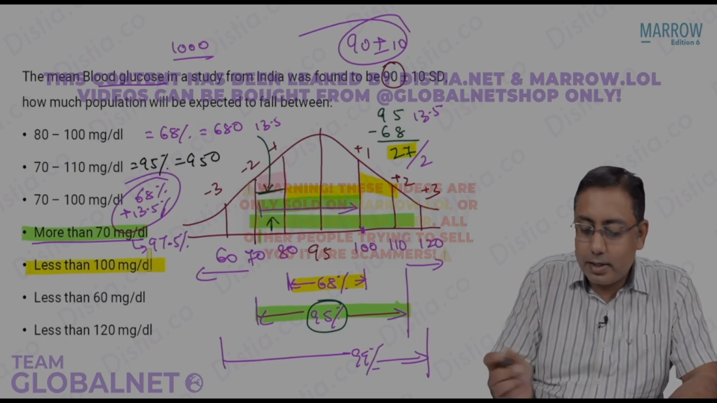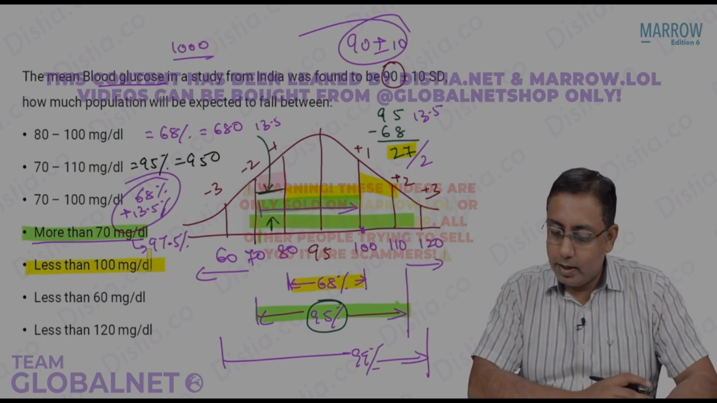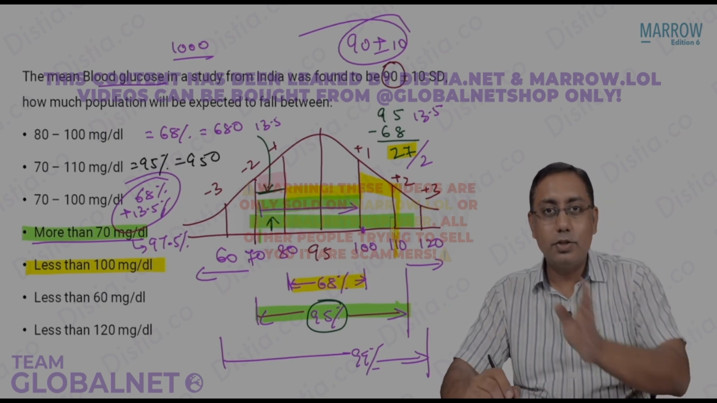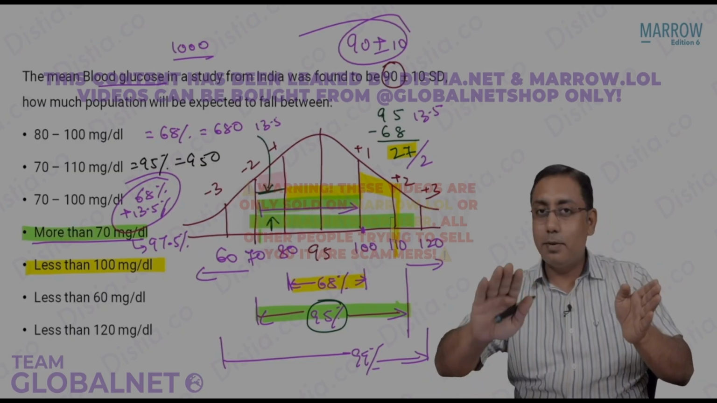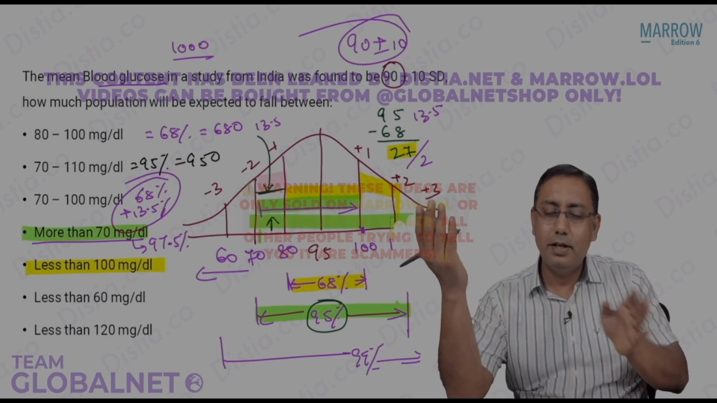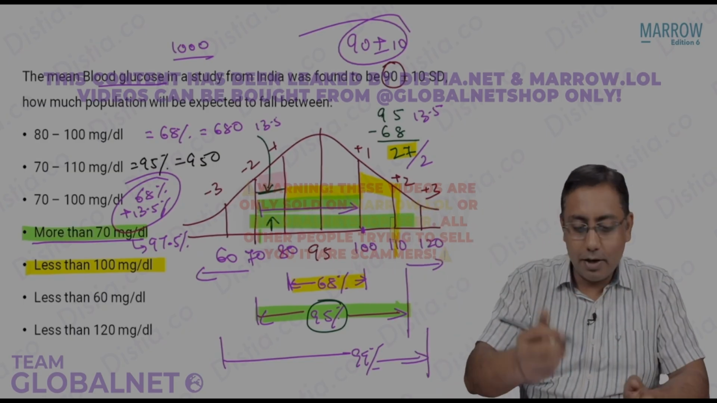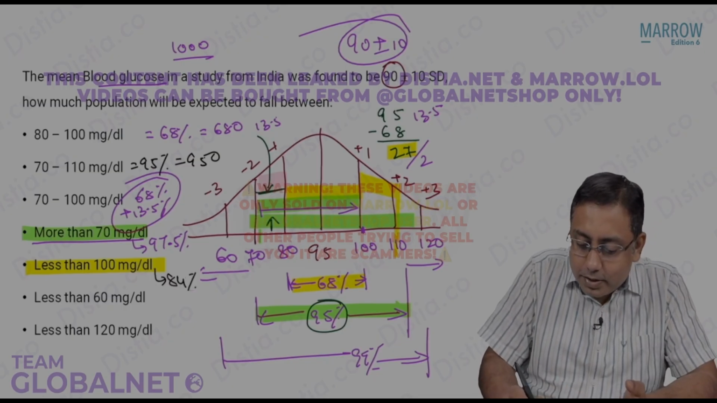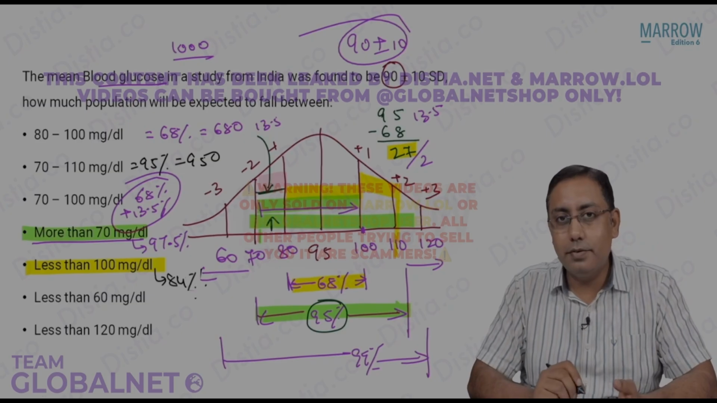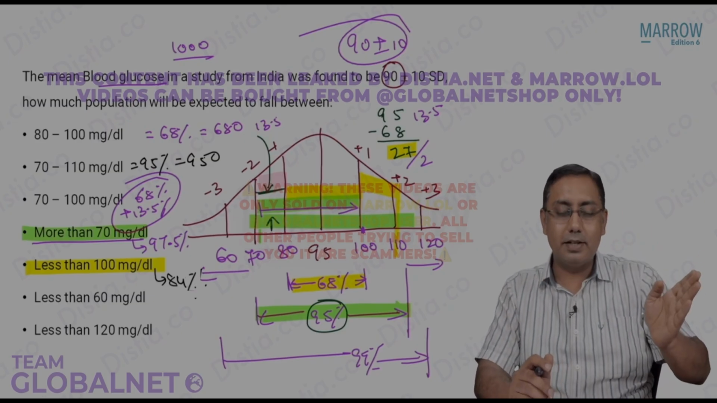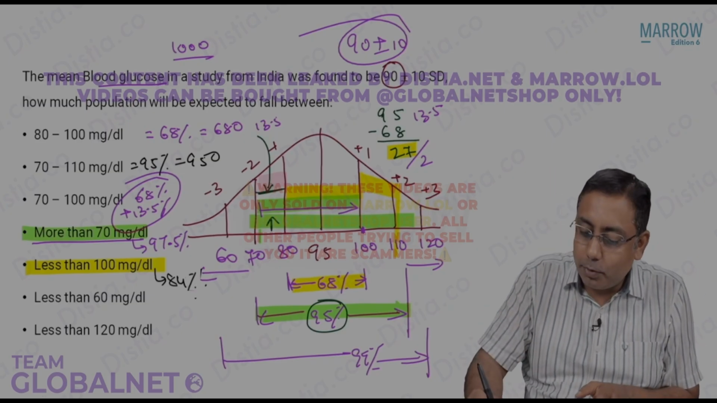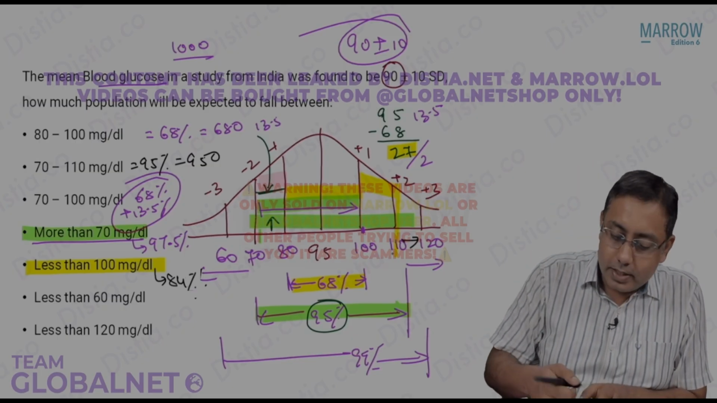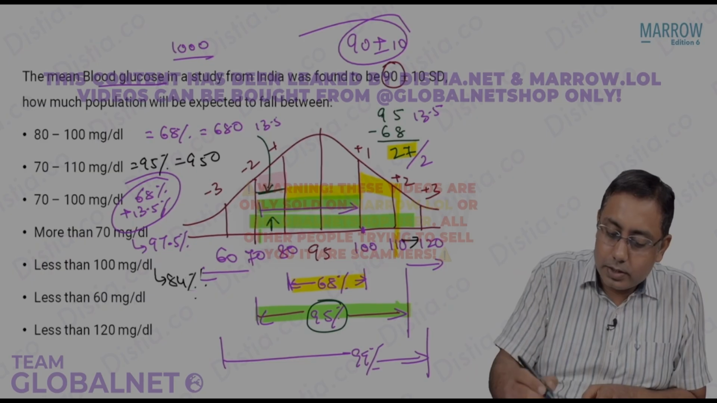Next MCQ, let's have another one. Less than 100, how many people are there? What is 100? 100 is at 2 standard deviation. How many are more than 100? Same, 16%. So how many will be less than 100? Now I think you must be getting it. It is the same answer, 84%. Are we okay with this? Because less than 100 was asked. If the question was asking more than 100, what would you have marked? 16%.